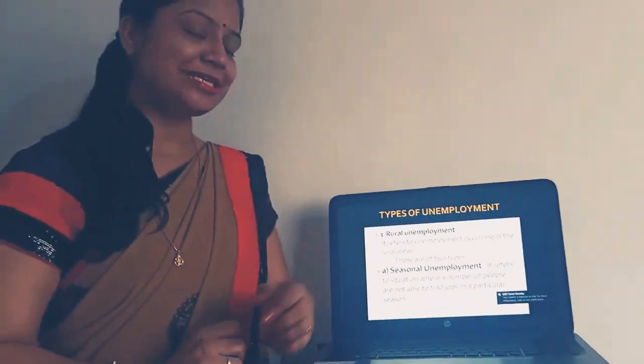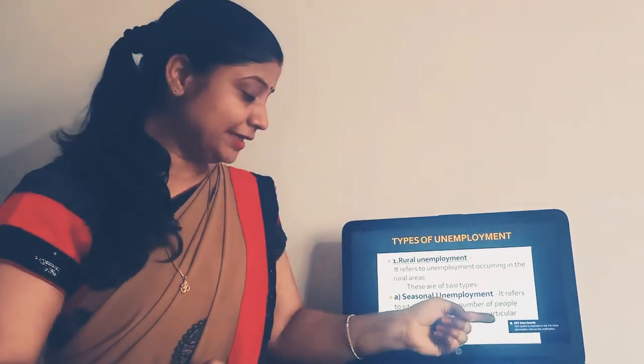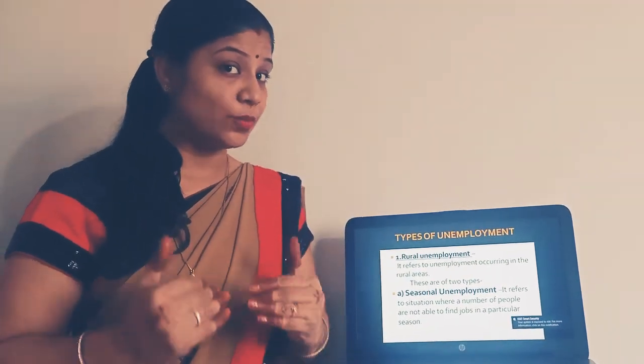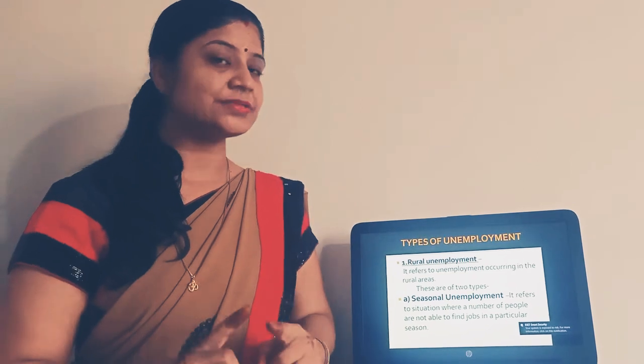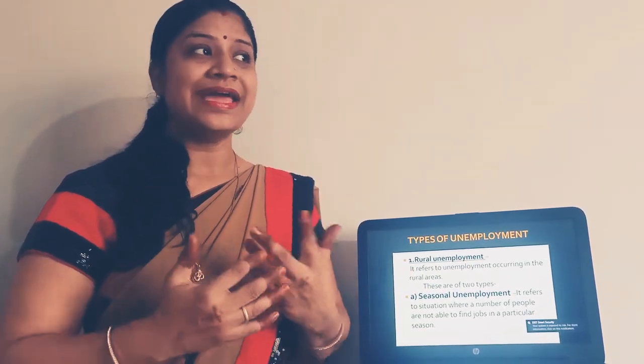Number one is seasonal unemployment. What actually does seasonal unemployment refer to? It refers to a situation where a number of persons are not able to find a job in a particular season. When a number of persons are not able to find a job in a particular season, that is called seasonal unemployment. Here I will give you an example of agriculture.